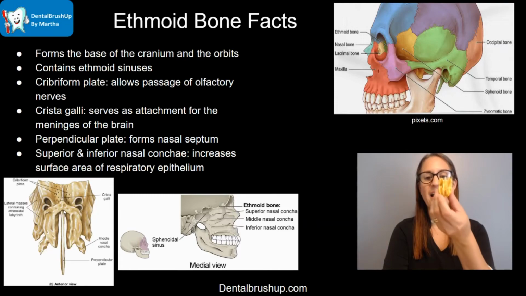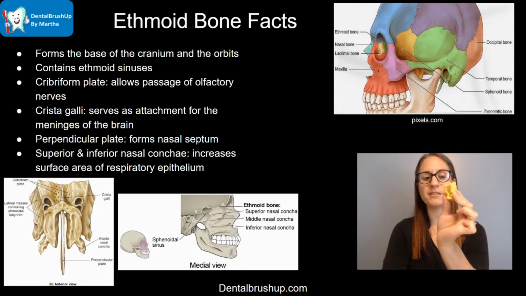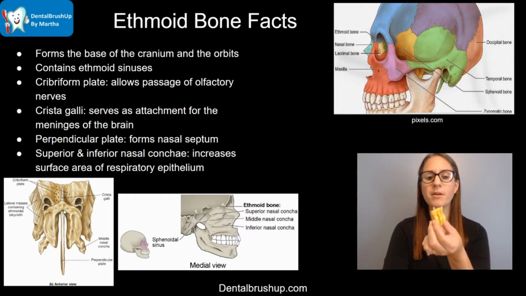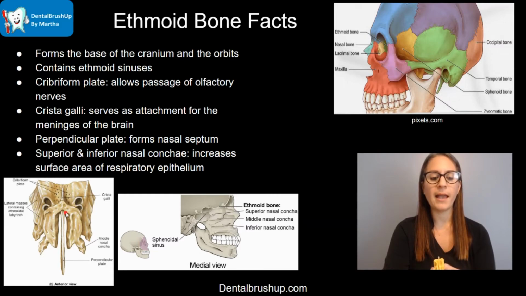Here with me, I have the ethmoid bone. I actually took the skull apart so that you can see the size of it compared to the other cranial bones that we were just talking about. But if you take a closer look at the image down here, you can get a better view of this bone. And this bone forms the base of the cranium and the orbits. Now, it also contains what's known as the ethmoid sinuses.